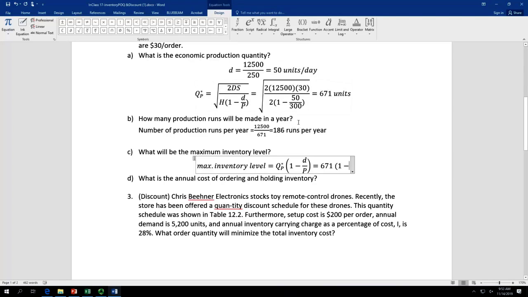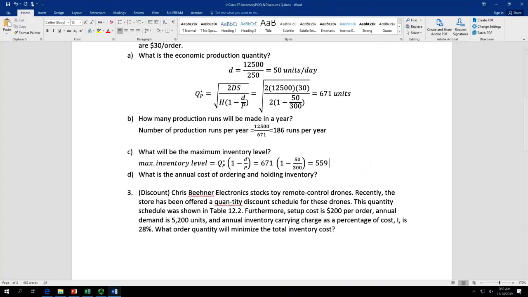D is the usage level, the demand level. Here it is 50. And 300 is the production level. And this result is 559 units. That's the maximum inventory level.